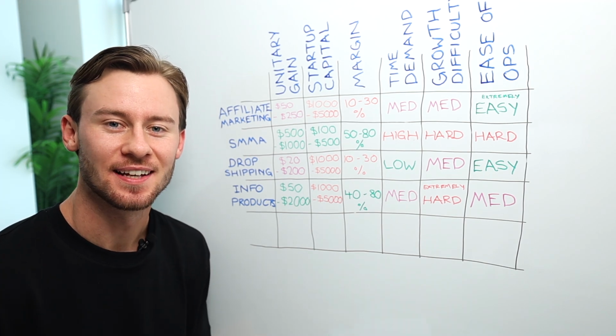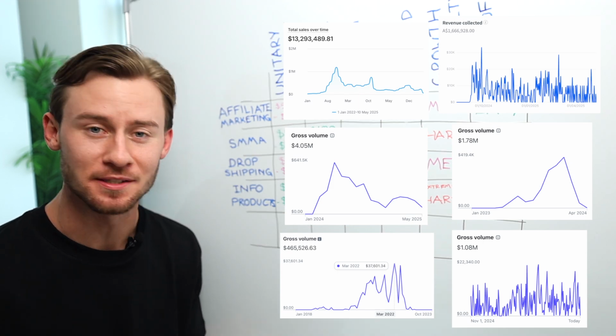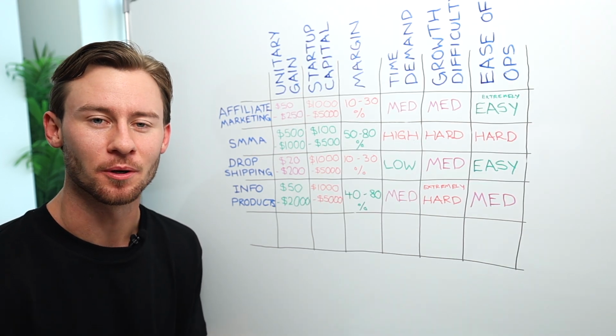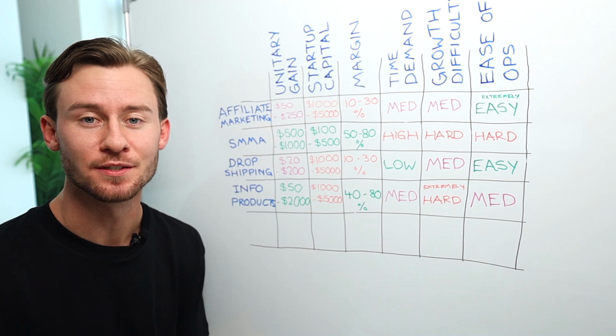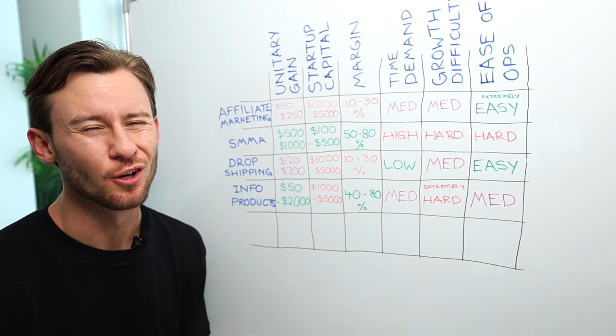G'day, it's Austin. And over the past 4 years, I've made 25 mil online, tried a bunch of different business models. And if you're watching this video, you're probably trying to figure out what business model is for you. You're seeing all these different ones on YouTube, on your Instagram feed. You don't know which one to choose.